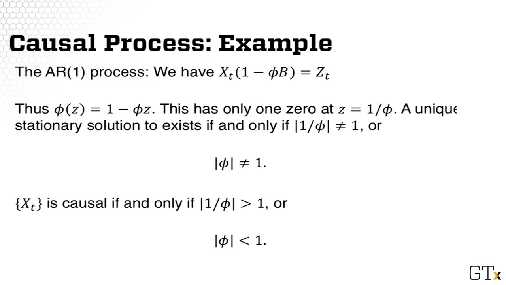One simple example of a causal process is the AR of order 1. The polynomial for such a process is 1 minus phi z, which equals 0 when z is equal to 1 over phi. Thus, xt is stationary if and only if the solution is not equal to 1, or equivalently, phi is not equal to 1. Moreover, xt is causal if and only if the solution 1 over phi is larger than 1, or equivalently, phi is smaller than 1. Thus, for an AR(1) process, it is straightforward to check whether the process is stationary or causal.